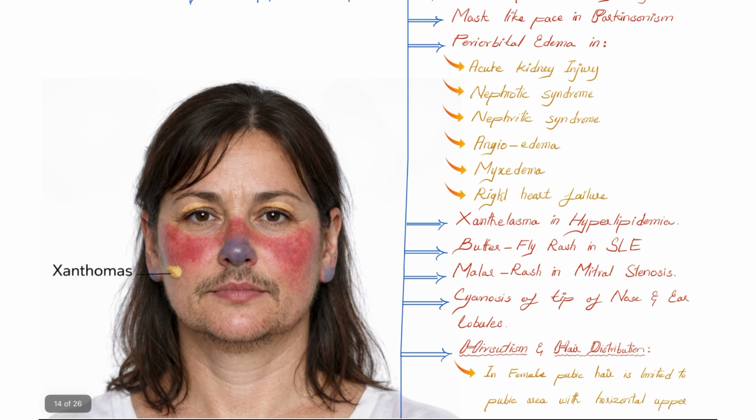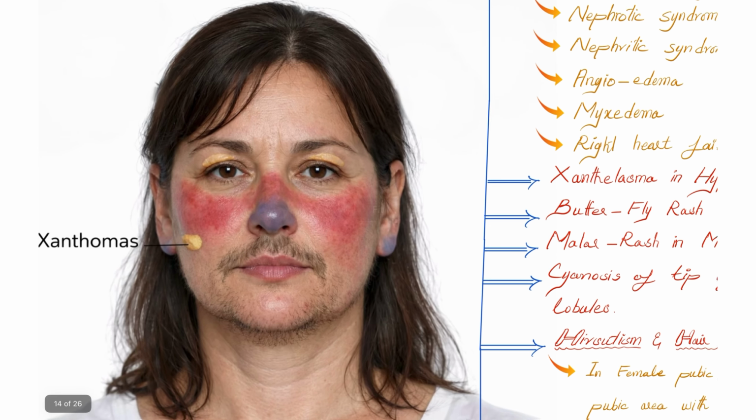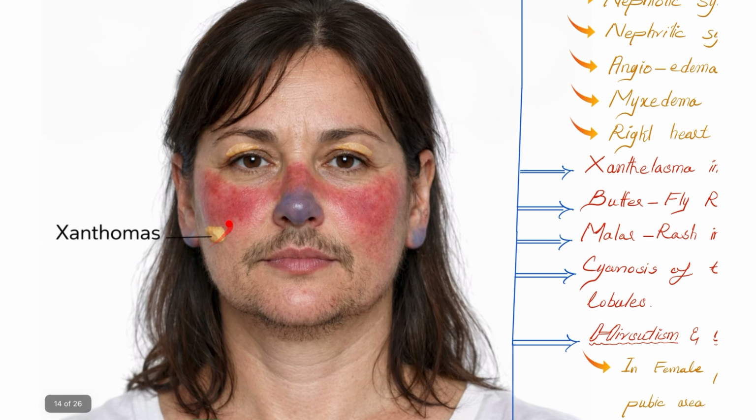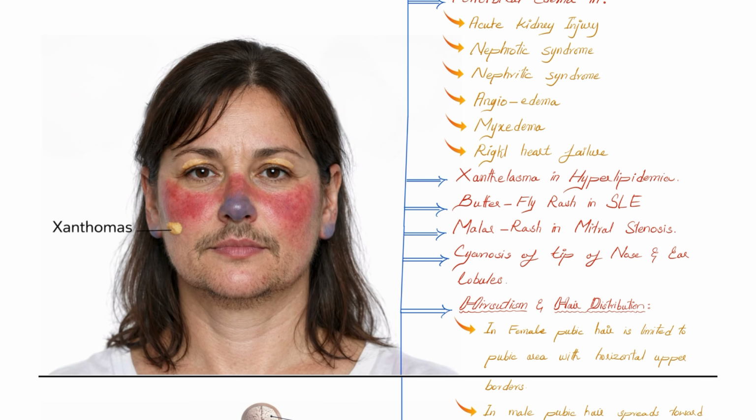Then you can find xanthelasma, which is because of hyperlipidemia, and there is deposition of lipid in the tissues of eyelids. And if you find accumulation or deposition of lipids in tissues other than eyelids, that is called xanthomas. In systemic lupus erythematosus, you will find butterfly rash, and in mitral stenosis, you will find malar rash. Both of these are present on cheeks. Now, how are you going to be able to differentiate between butterfly rash and malar rash?